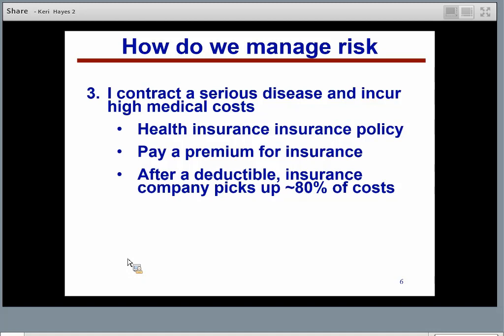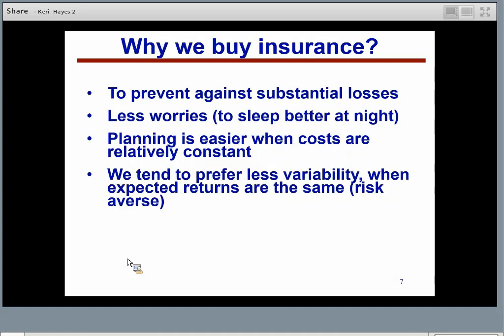So we're paying a little bit of money ahead of time in order to offset some of the likelihood of something bad happening. So why would we buy insurance? Why do I buy insurance? Why in agriculture should you think about buying insurance? And I think the first one is the most important here. That is to prevent against substantial losses, right?